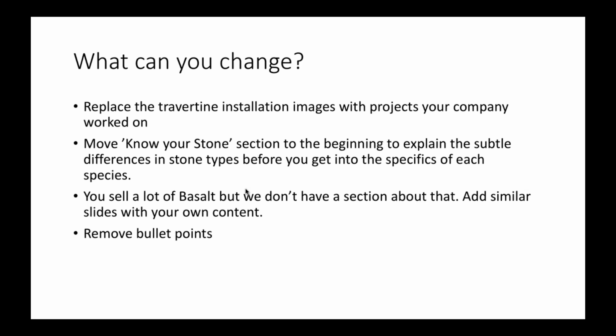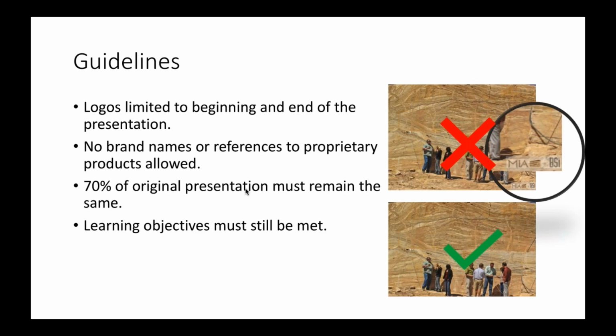Or let's say you sell a lot of basalt, but we don't have a section on basalt, although we actually do have a section on basalt. But if there was another stone type that you would want to add on to that, you certainly can do that. You just add similar slides, fill in the content on your own. And you could also remove bullet points as long as the learning objectives are still met. So if there's a bullet point in there that talks about some sort of testing standard, but you're not really familiar with that, you can take that bullet point out so that it doesn't spur more conversation about that topic, as long as taking that bullet point out still satisfies those learning objectives.